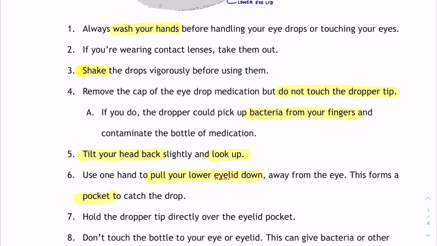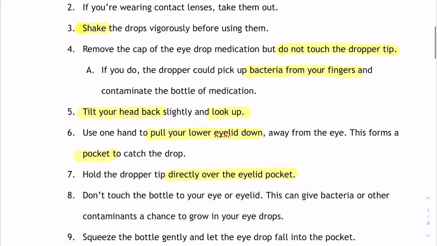Following that, you need to hold the dropper tip directly over the eyelid pocket. So the dropper tip needs to be held directly over the eyelid pocket.